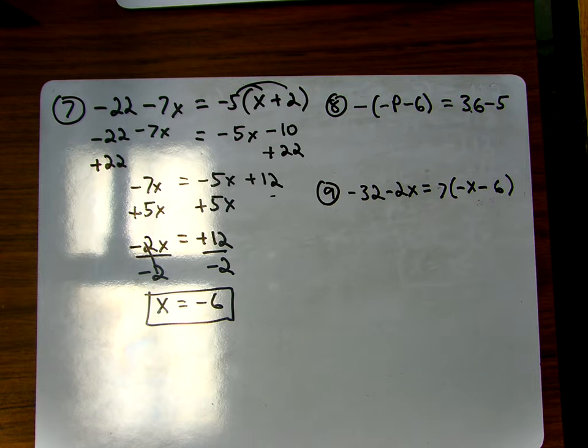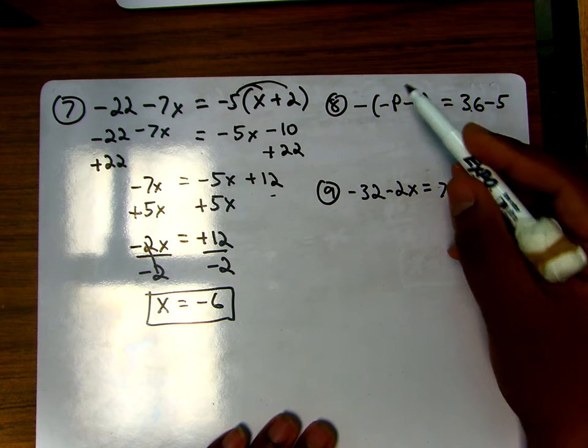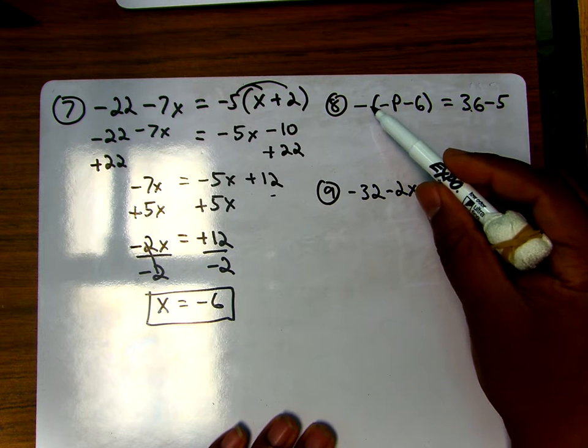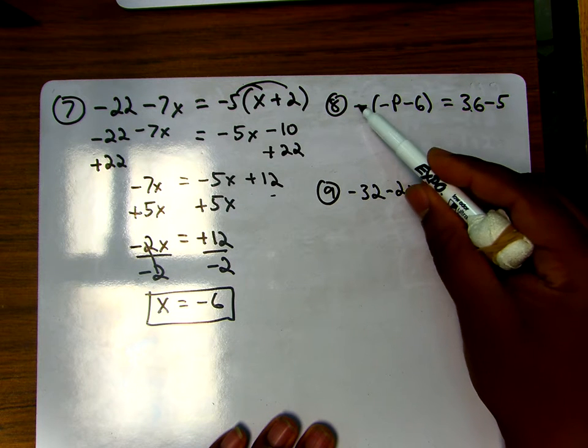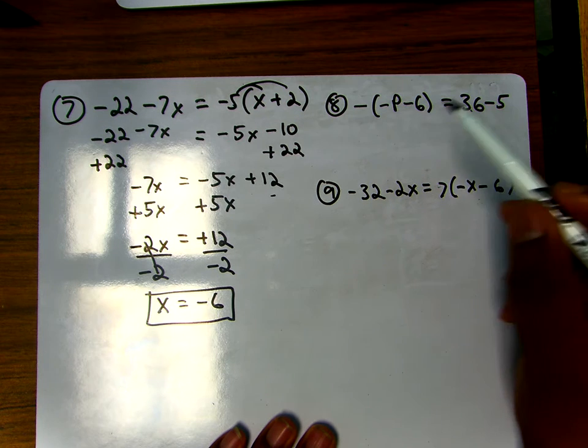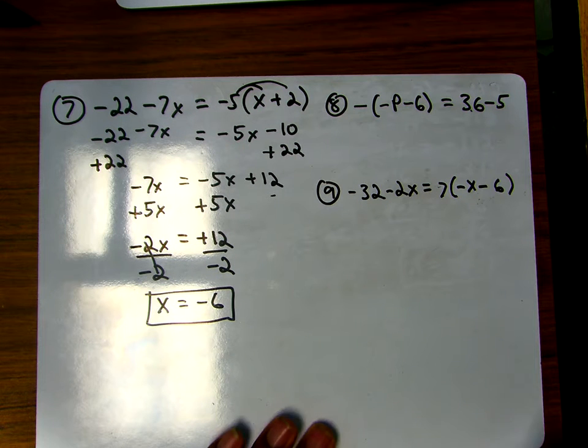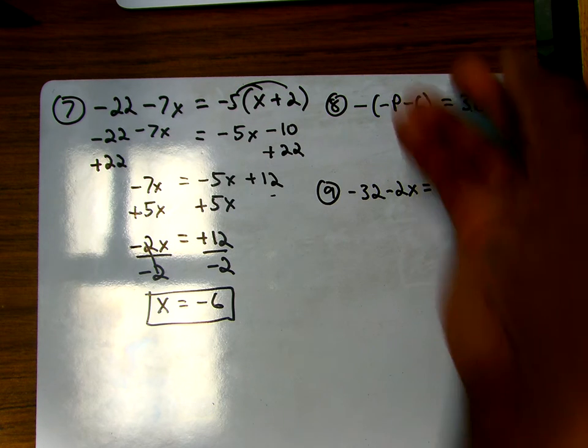Okay, and there's a couple of practice problems there. Now, number 8, notice how you have this minus without a number here, but you want to consider that an understood 1 here, and distribute a -1 to both of these terms inside the parentheses. Okay, and here's the answers for those.